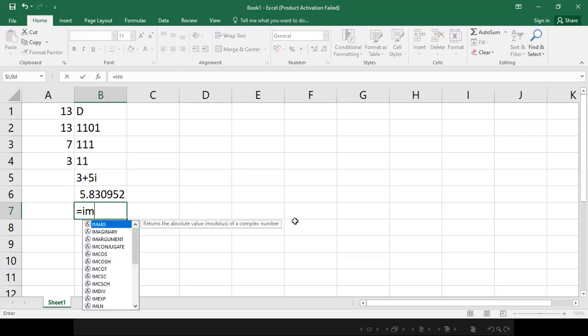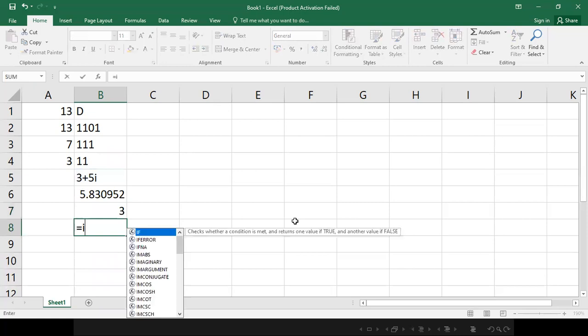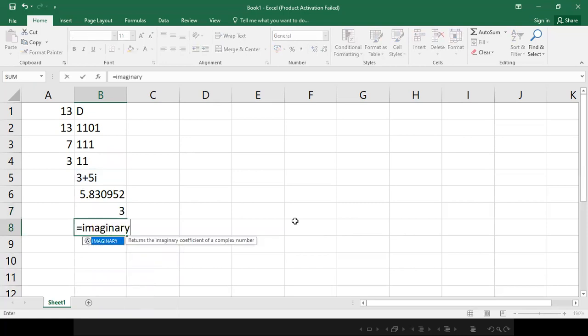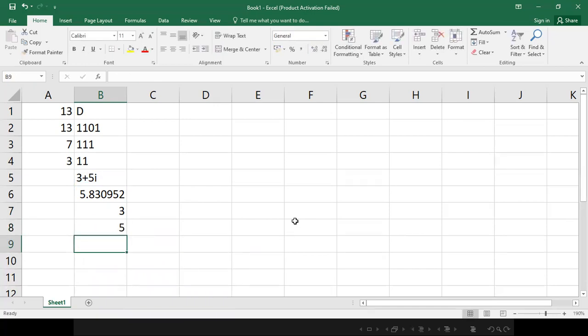Then IMREAL, the real part alone. IMREAL of this gives 3 as the result. Then IMAGINARY, the imaginary part of it, gives 5 as the result. There is one complex number which has got two components: one is the real, the other is the imaginary. 3 plus 5i. 3 is the real part, 5 is the imaginary part.